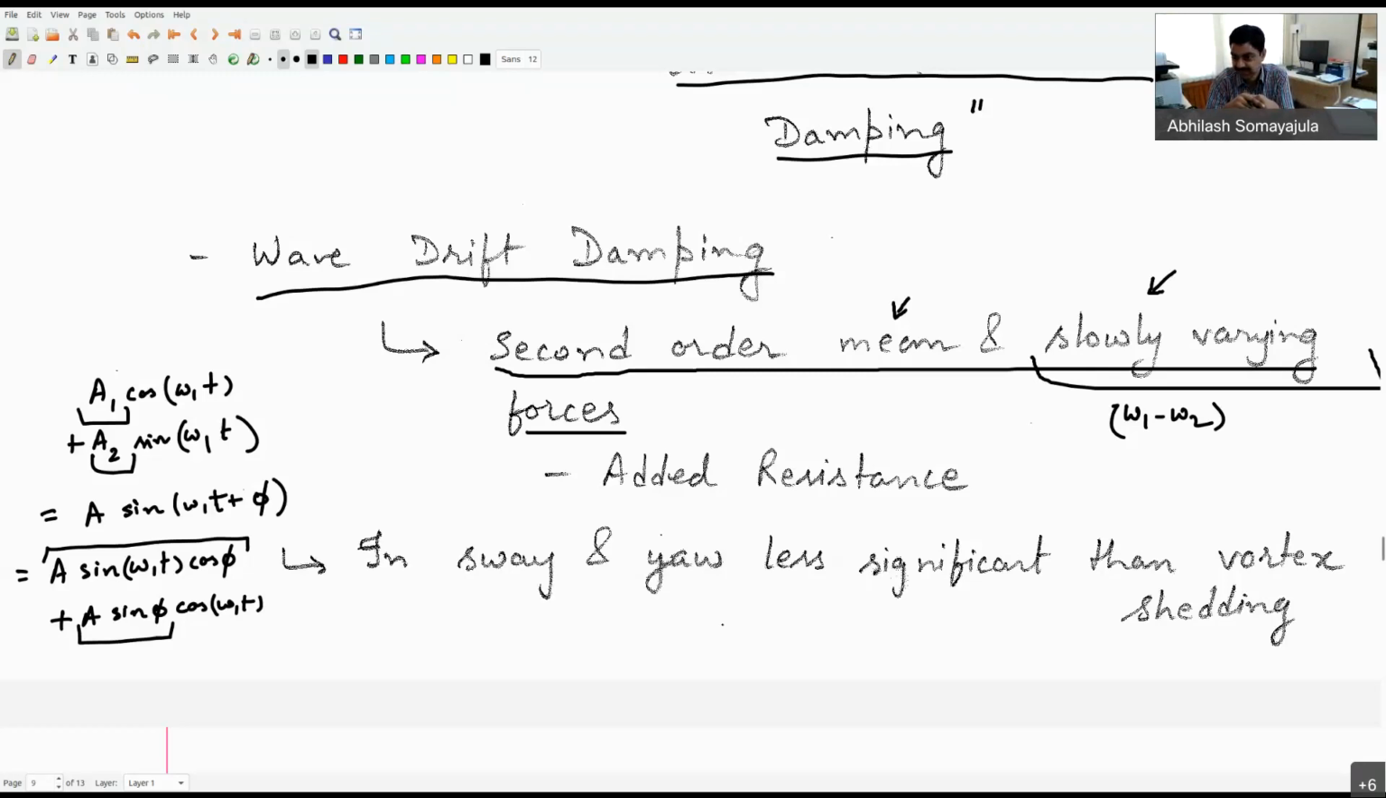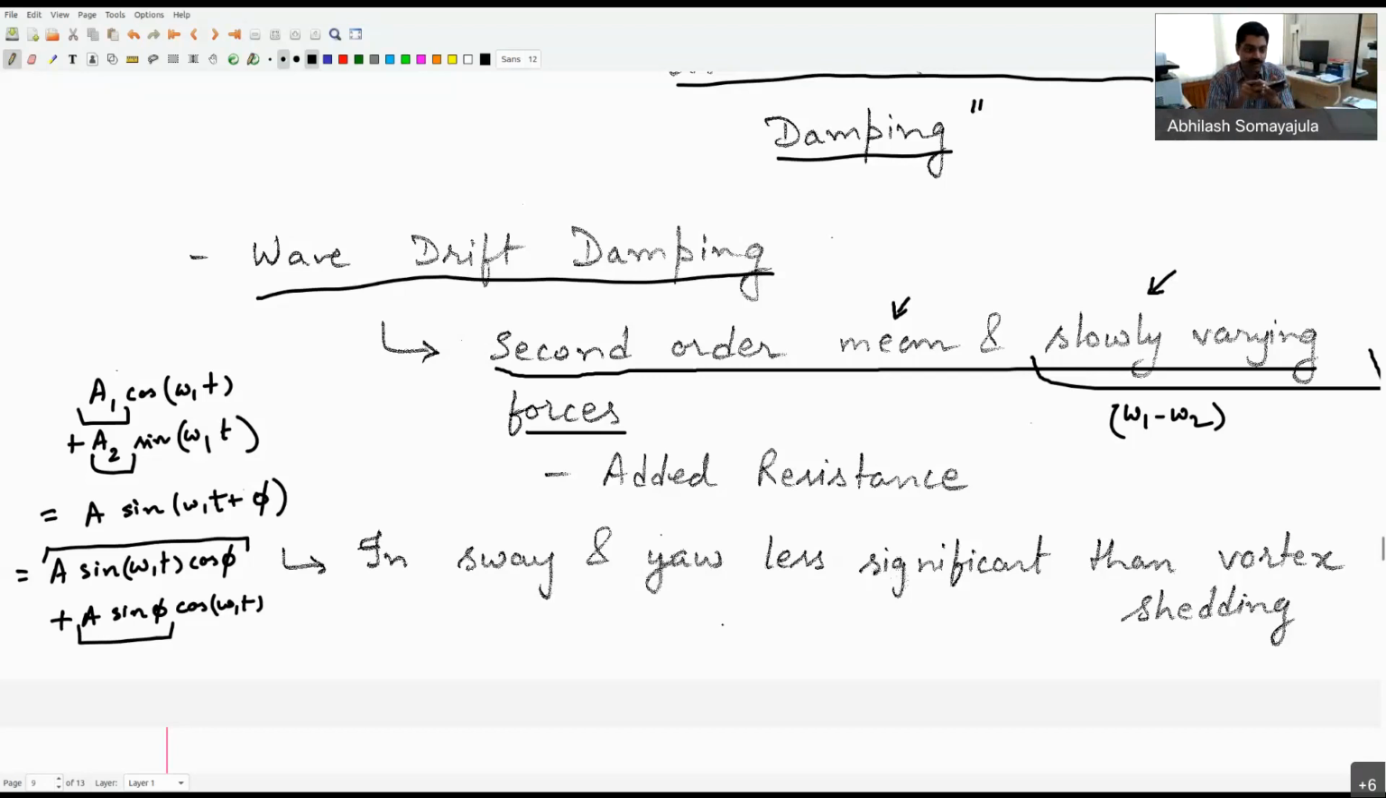Aditya, making sense? Yes, sir. The amplitude will not vary at that time. The amplitude will not vary, right? It will have a mean component with which I am getting the force acting on it, which is what is causing the so-called my ship to drift back.